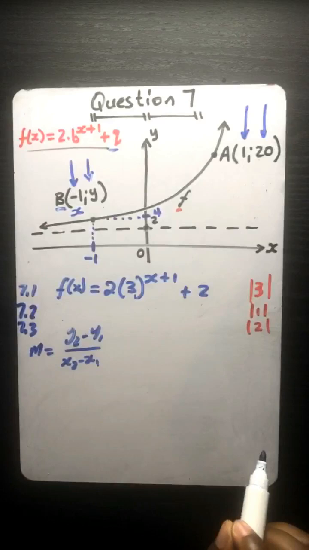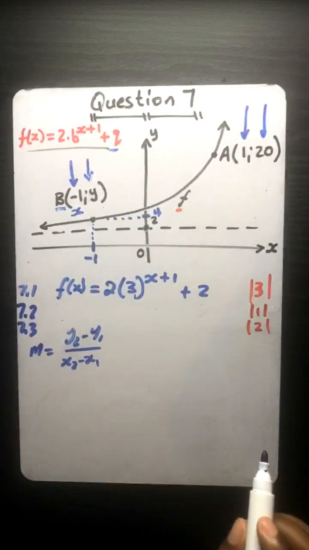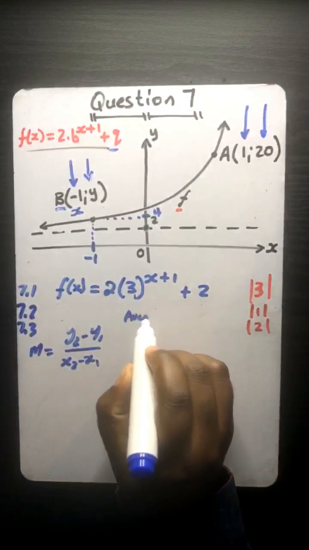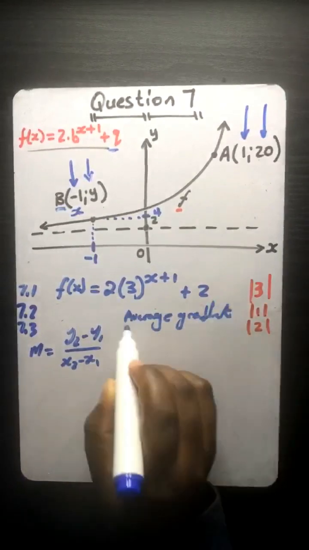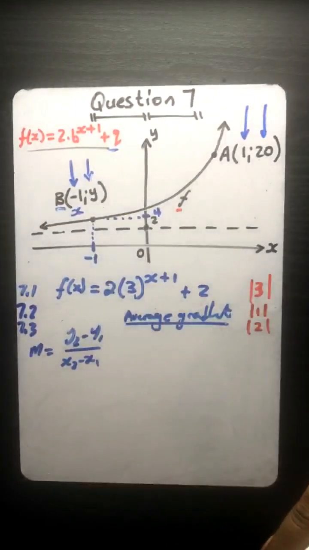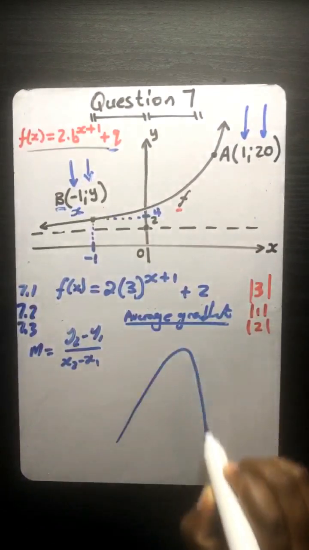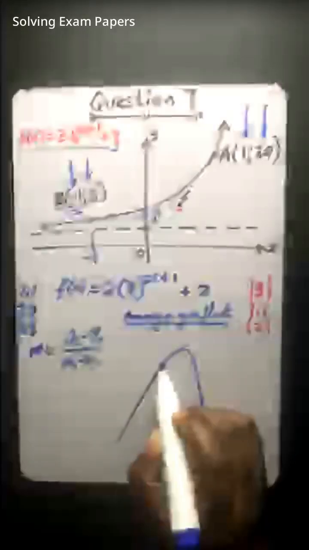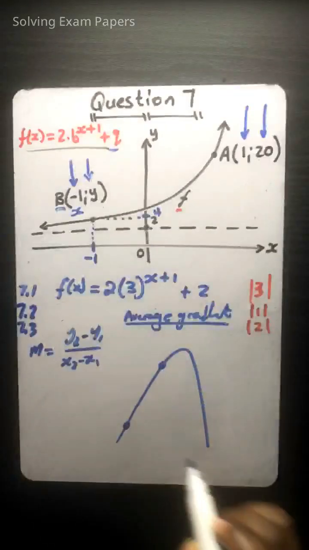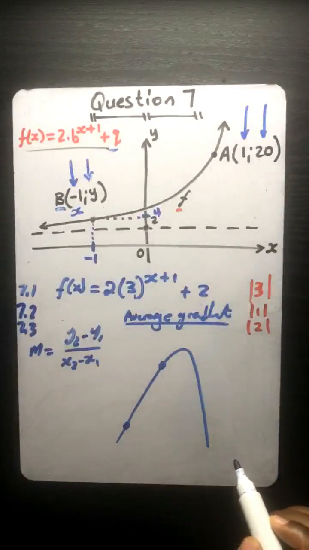But maybe you got confused by the word average, because they said average gradient, and you're wondering, is it that gradient, the one that we know? It is that gradient formula. If you remember, we did a question where we had that shape of a parabola, and we had a point there and a point there.